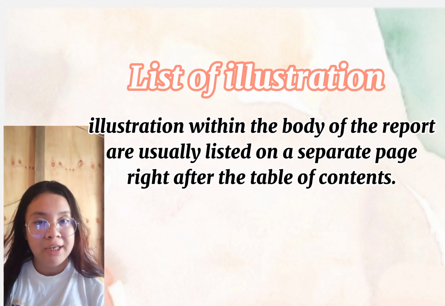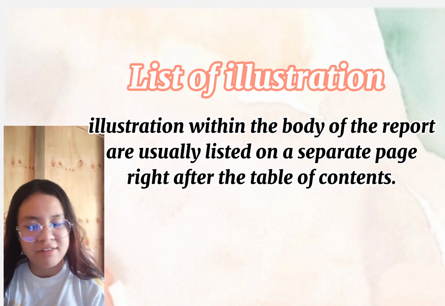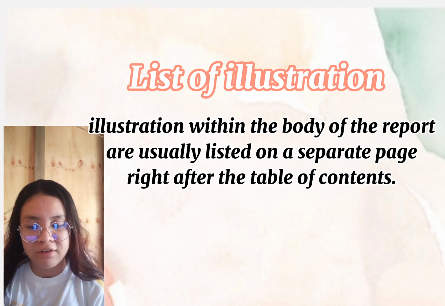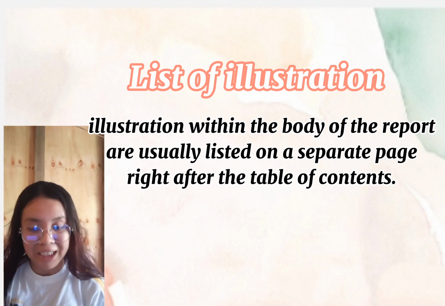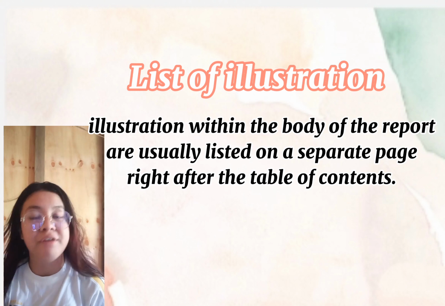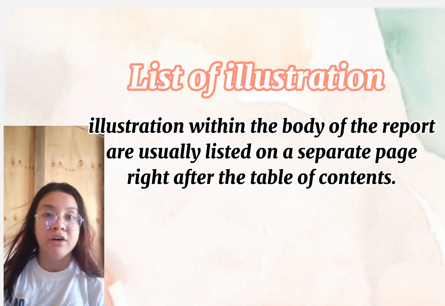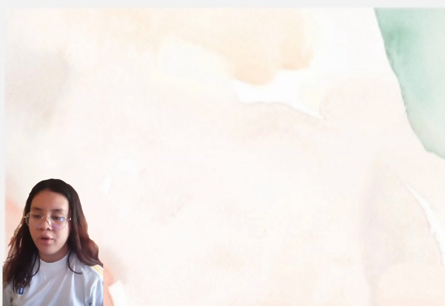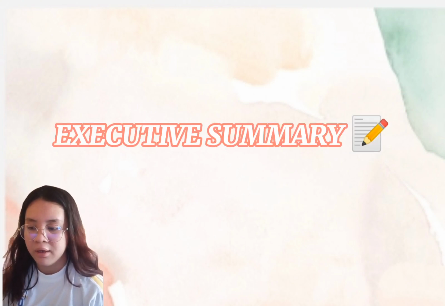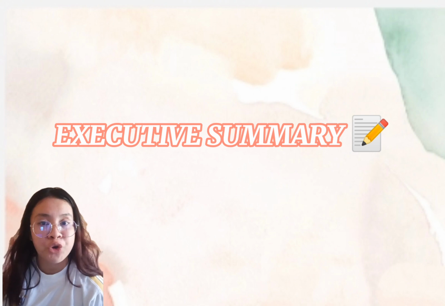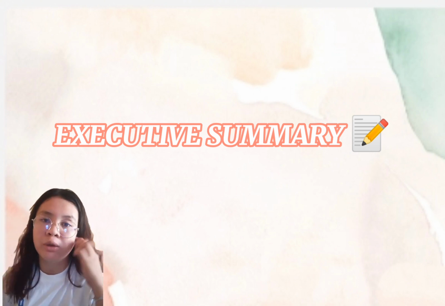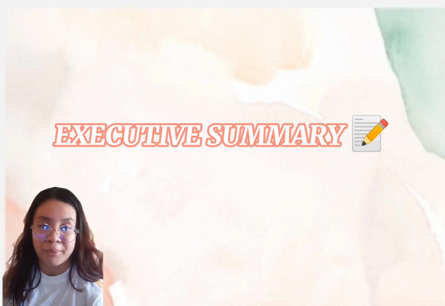In their case, this list should include the number, title, and page number of every table and figure within the body of the report. The next one for a formal report is the executive summary. No formal report would be complete without the executive summary, of course.